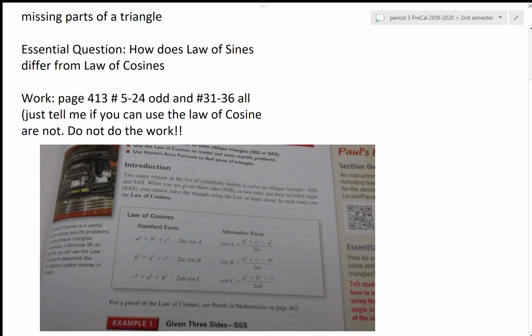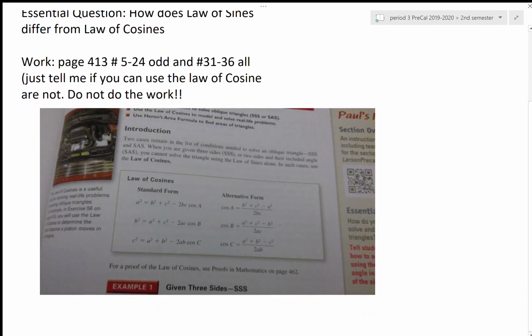Alright, here are the formulas. If we're looking for A, we do this formula. If you're looking for B, it's this formula. Looking for C, it's this formula. As you can see, they're all the same.